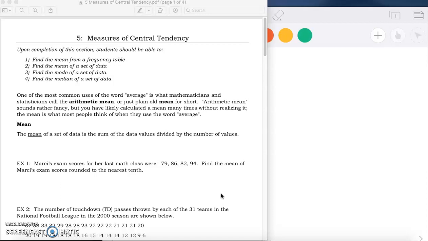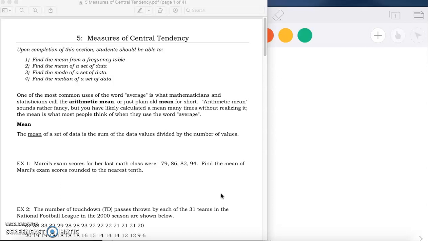Upon completion of this section, students should be able to, one, find the mean from a frequency table, which is what I was talking about with a kind of like a histogram. Well, it's not the same, but I mean a way to display data. Two, find the mean of a set of data. Three, find the mode of a set of data. And four, find the median of a set of data. So the mean, mode, and median are all statistics that tell us the central tendency of a data set.